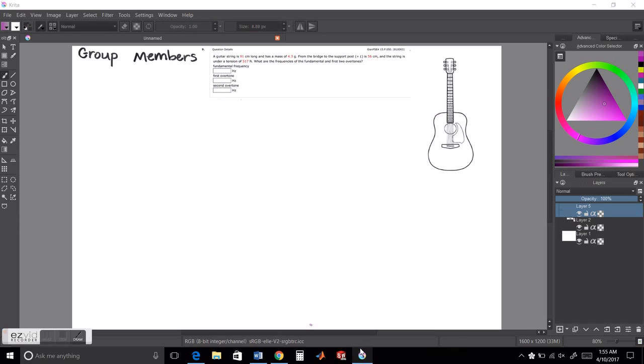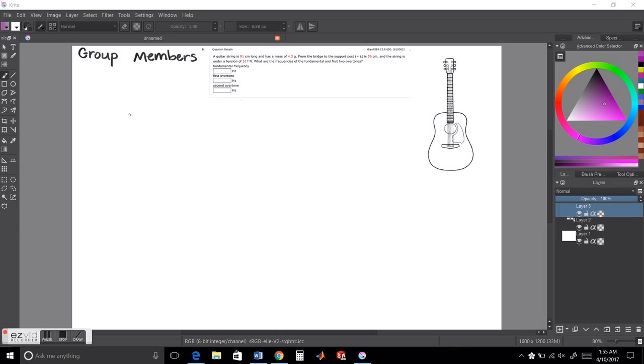The string is meters long and has a mass of 4.3 grams. From the bridge to the support post is 56 centimeters, and the string is under a tension of 517 newtons. What are the frequencies of the fundamental and first two overtones? Fundamental frequency? Don't know. First overtone? Don't know. Second overtone? Don't know.